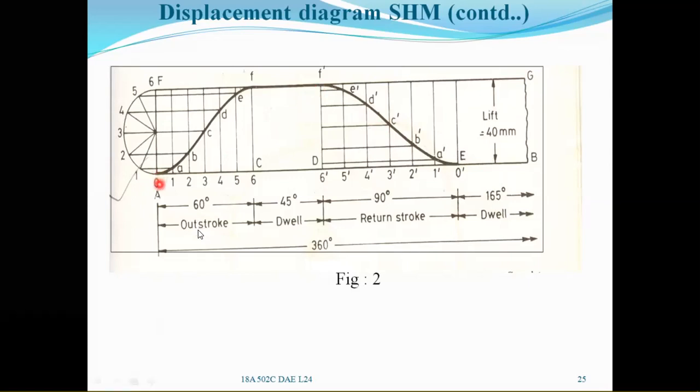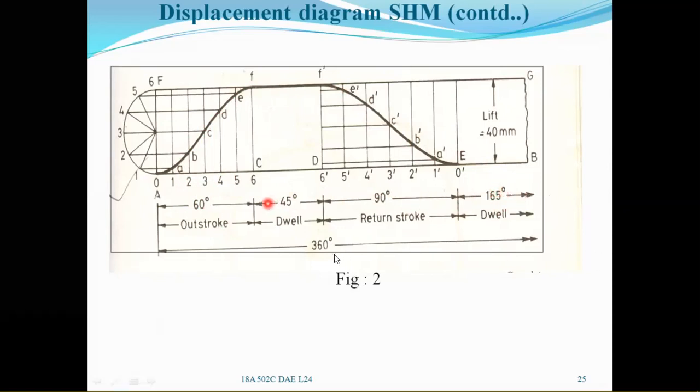So after joining A, capital A or O, A, B, C, D, E, F and F dash, E dash, D dash, C dash, B dash, A dash, and finally to B, we can complete the displacement diagram when the follower moves with the given data, that is simple harmonic motion, 60 degrees outstroke, dwell 45 degrees, 90 degrees return stroke, and remaining dwell period.